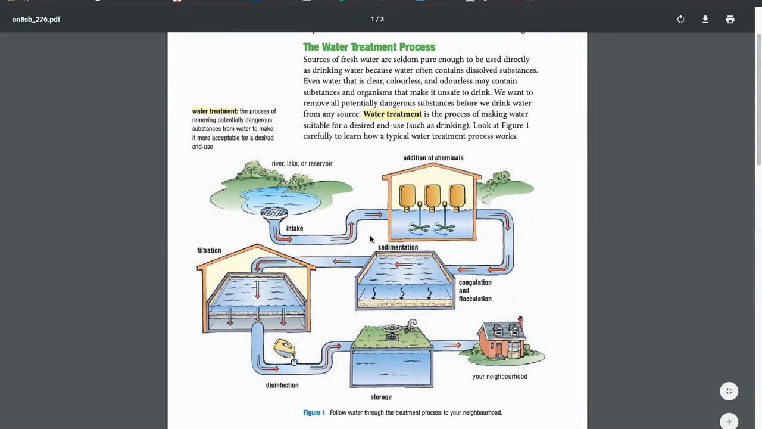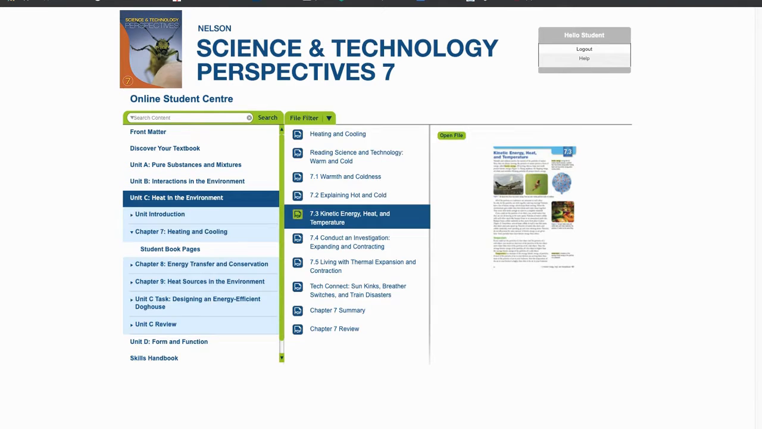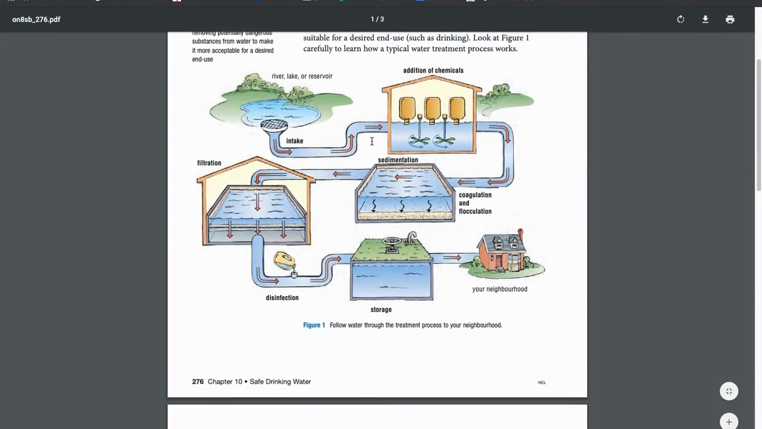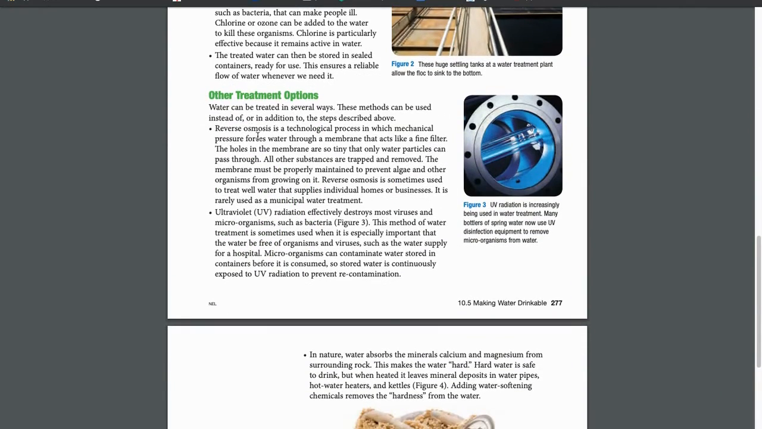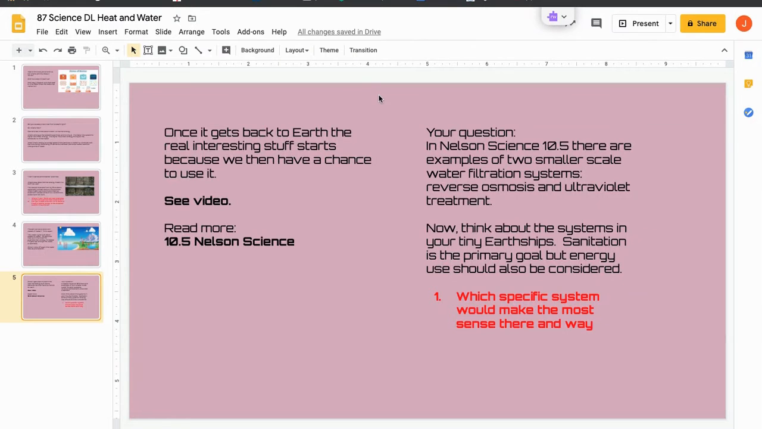So grade 8s, don't spend too much time on this, but I would like you to go to section 10.5, scroll down. Other treatment options, reverse osmosis or ultraviolet radiation. Which one would you recommend for your earthship? Why would you choose it? It doesn't have to be a long answer, probably just like one paragraph. Which one would you choose and why?